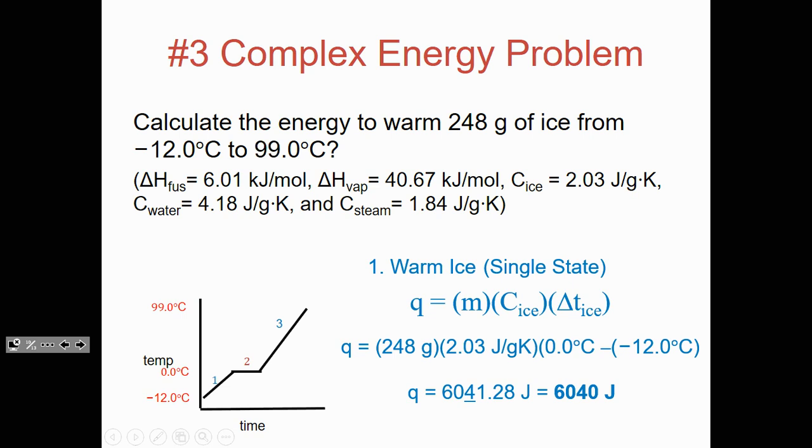So that's how we calculate region 1. As a single state, it's Q equals mc delta T. We've got ice, so we need the C of ice, and we need the temperature change when it's ice. That's 0 minus negative 12, which would be a positive 12. Positive, just like we said it would be.